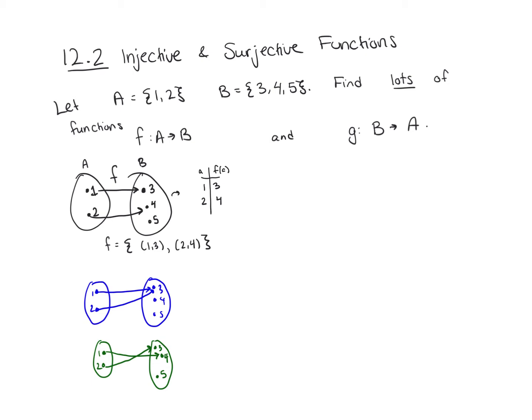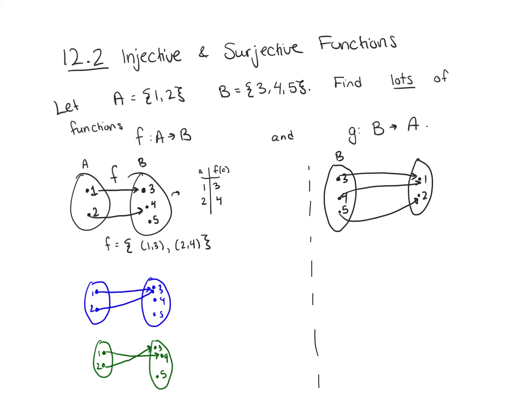Okay, now over on the other side, I'm going to do the same thing, but I'm going to think about functions now that go from B, so that's my bigger set, 3, 4, 5, to A, 1 and 2. So 3 can go to 1, 4 maybe also goes to 1, and 5 goes to 2. Or maybe we have 3 goes to 1, 4 goes to 1, and 5 goes to 1.